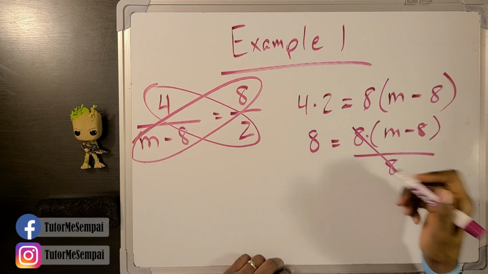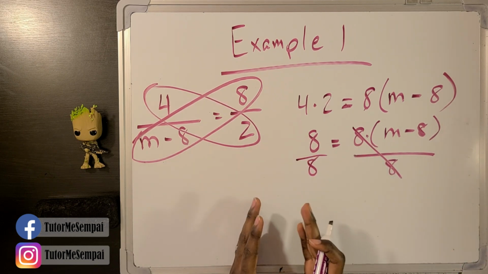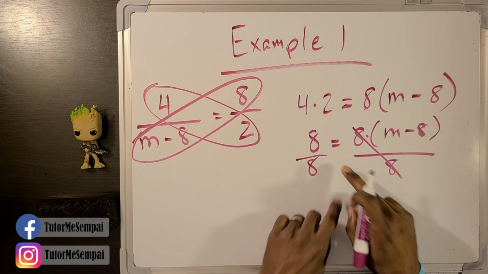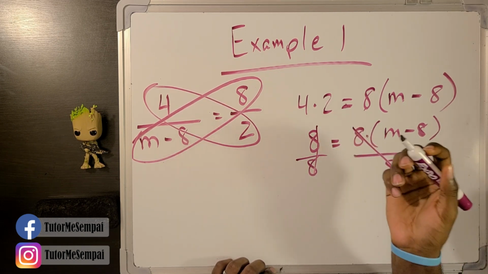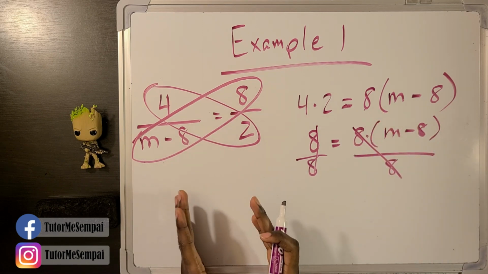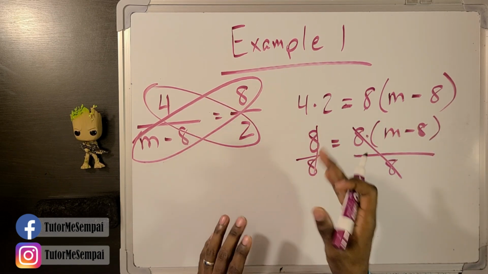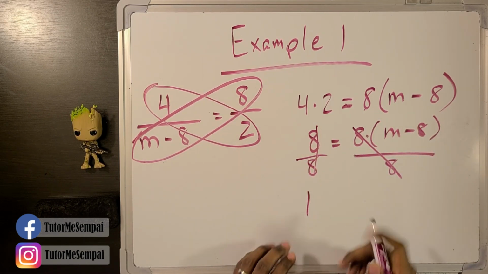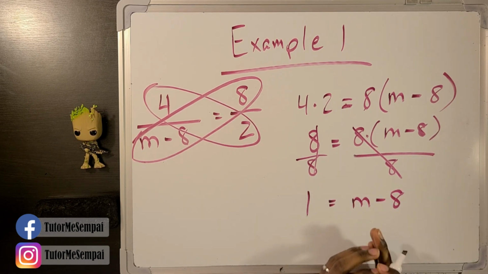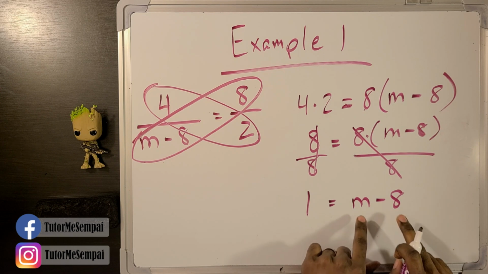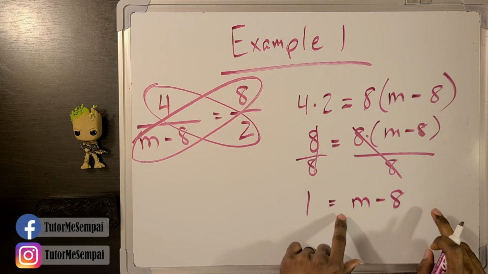But whatever you do to one side, you have to do it to the other. We have to make sure that this stays equal. And 8 divided by 8, once again, we said gives us 1, right? But this time we want to write 1 because there's nothing else on this side. So 1 equals m minus 8. Now we lose the parentheses because we no longer have anything on the outside.